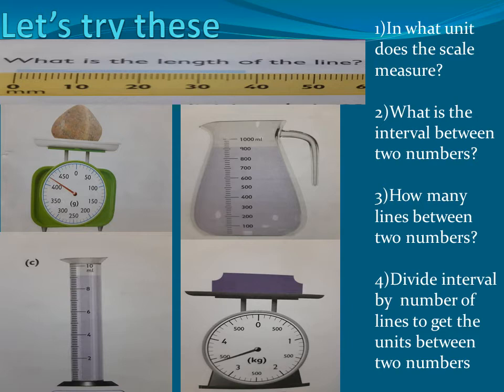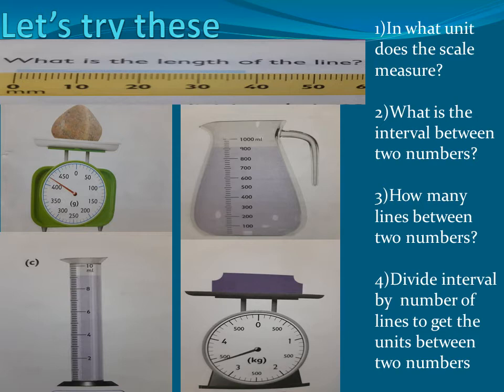So this one has a 20 milliliters interval. Why? We divided the interval between the numbers, 100, by the number of lines in between each of the numbers, which is 5. So we got 20. Now let's count in 20s.